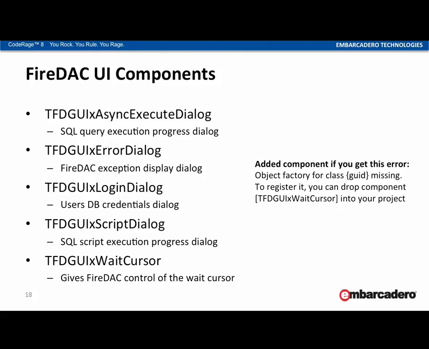This is a list of the UI components that are available to you. If you fail to include one of these when you need it, for example, the wait cursor, you'll get an error similar to the one there. It says object factory for class, and it gives you some big GUID, is missing. To register, you can drop component, and it tells you the component into your project. Most often, you're going to need wait cursor and possibly login dialog in almost all applications.